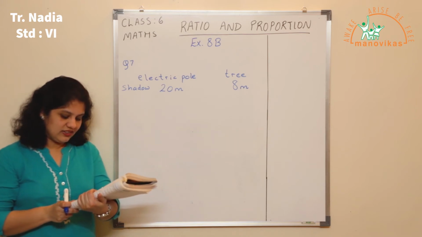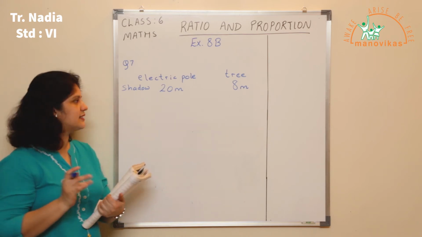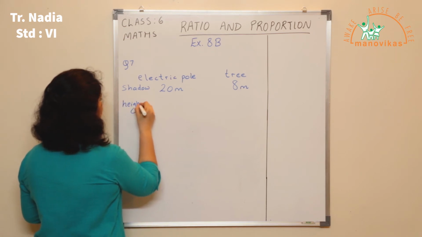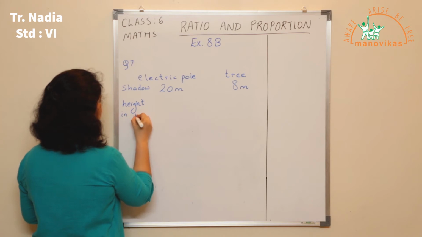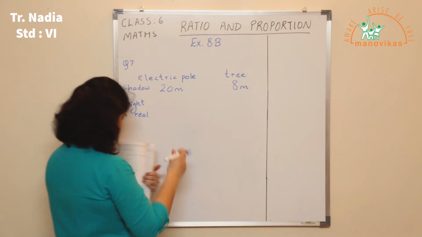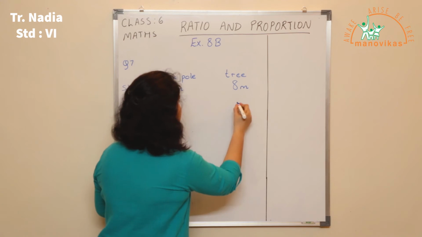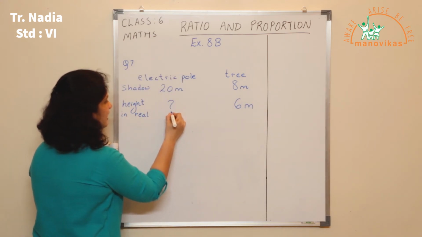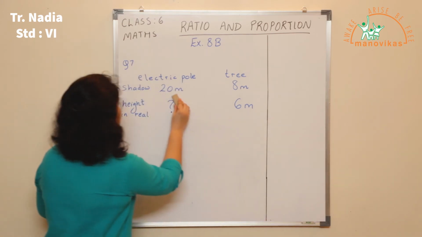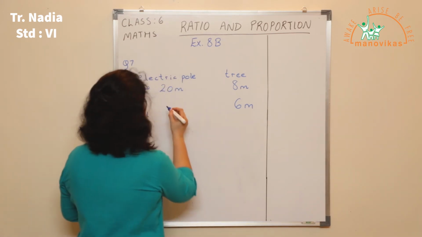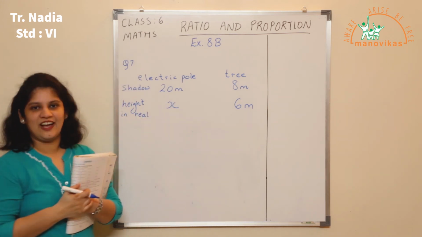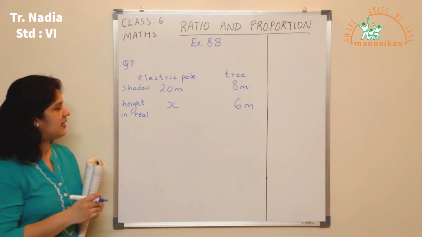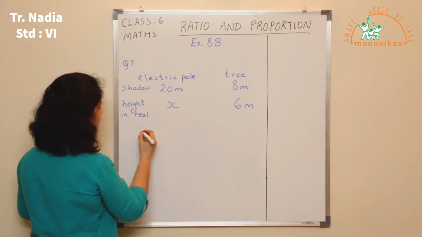Now, the tree in actual is 6 meters high. In reality, the height of the tree is 6 meters. Now, we have to find the height of the electric pole, so let the height of the electric pole be x. Now how can this data help you to find the height of the electric pole? Let us take the ratio of shadows first.